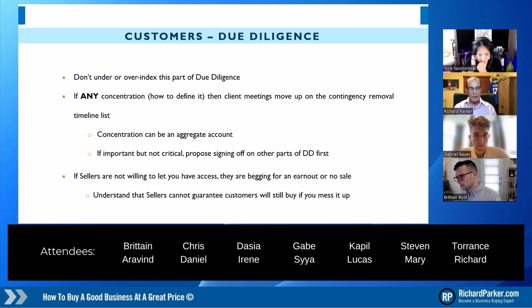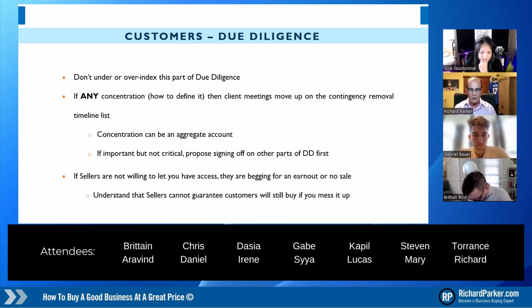The concentration we talked about could be an aggregate account, and if it's an important part of due diligence, there is some concentration, but it's not critical. You may have to sign off on other parts of due diligence first and then get to that, because the seller doesn't necessarily want you to have those conversations with their customers until they know, for example, that you've signed off on the financial due diligence.